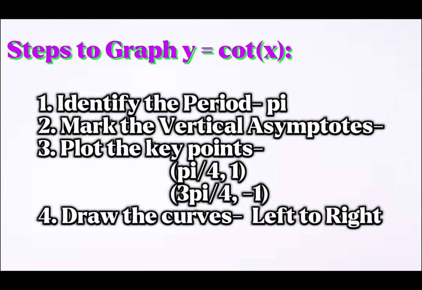So the step-by-step process in graphing the cotangent: first, you have to identify the period. Cotangent has a period of pi, just like tangent. Second, mark the vertical asymptotes. This occurs at x equal to 0, plus or minus pi, plus or minus 2 pi, and so on. Third, you have to plot the key points, use pi over 4 and 1, 3 pi over 4 and negative 1. Then lastly, you have to draw the curves. Unlike tangent, cotangent decreases from left to right.